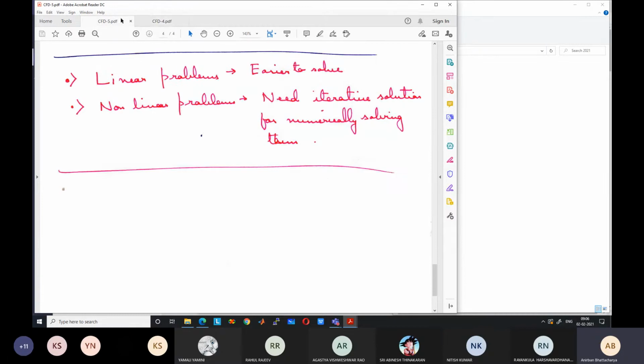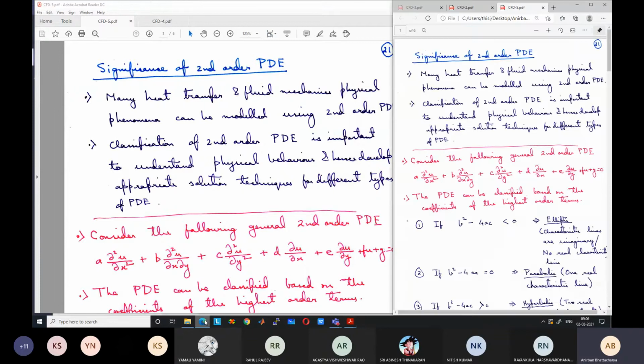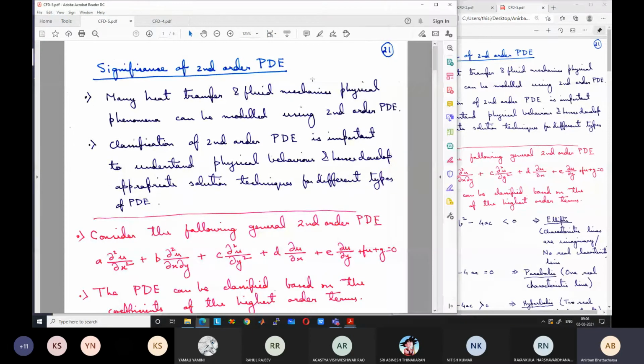So today what we are going to do is study the nature of second order PDEs as required for CFD problems, meaning the different types of behavior of second order PDEs which are relevant for our CFD problem.